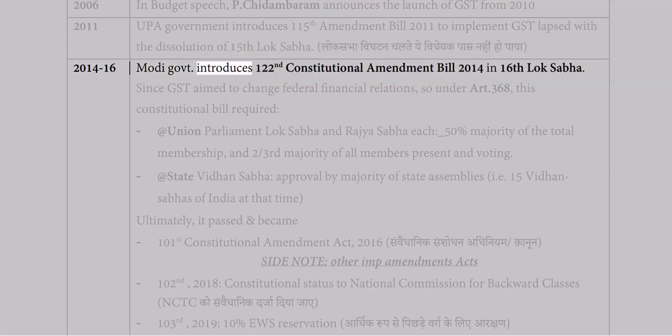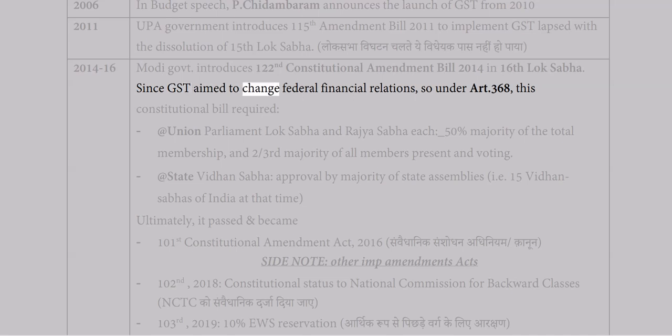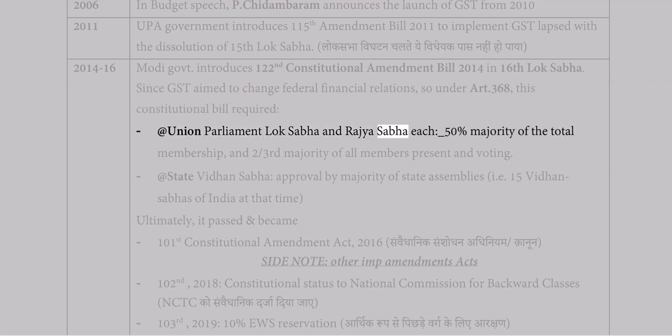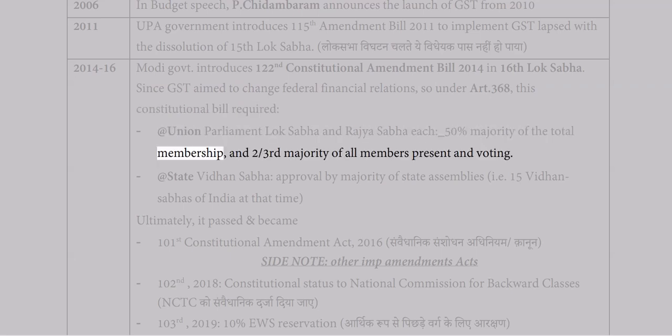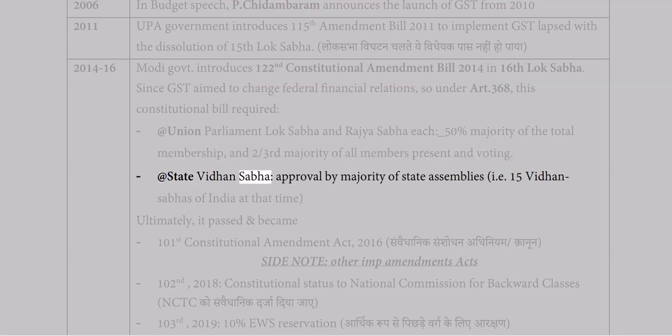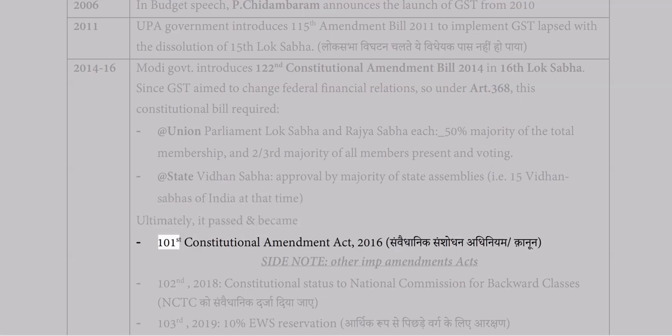2014-16: the Modi government introduces the 122nd Constitutional Amendment Bill 2014 in the 16th Lok Sabha. Since GST aimed to change federal financial relations, under Article 368 this constitutional bill required, at the Union Parliament, Lok Sabha and Rajya Sabha each, 50% majority of the total membership and 2/3 majority of all members present and voting. At the State Vidhan Sabha, approval by a majority of state assemblies, i.e. 15 Vidhan Sabhas of India at that time. Ultimately, it passed and became the 101st Constitutional Amendment Act, 2016.